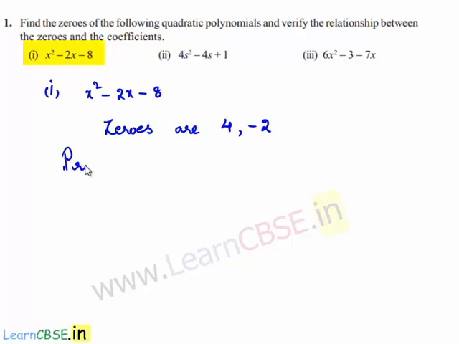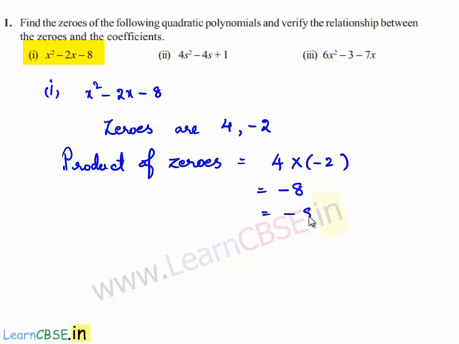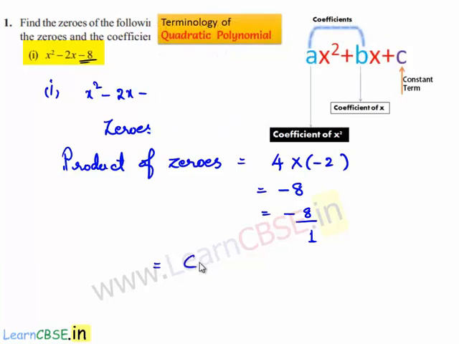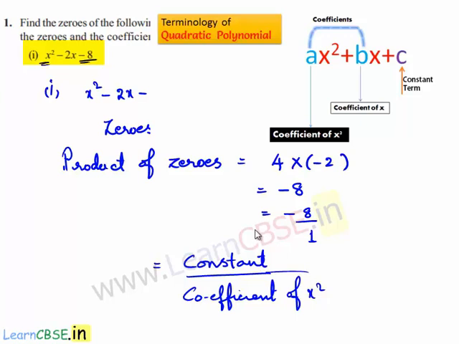So now the product of the zeros is equal to 4 multiplied by minus 2, which is equal to minus 8. So minus 8 can be written as minus 8 by 1. If we observe, minus 8 is a constant term, so we can write constant by 1, which is nothing but the coefficient of x square. Therefore, we can say that the product of the zeros is equal to constant term by coefficient of x square.